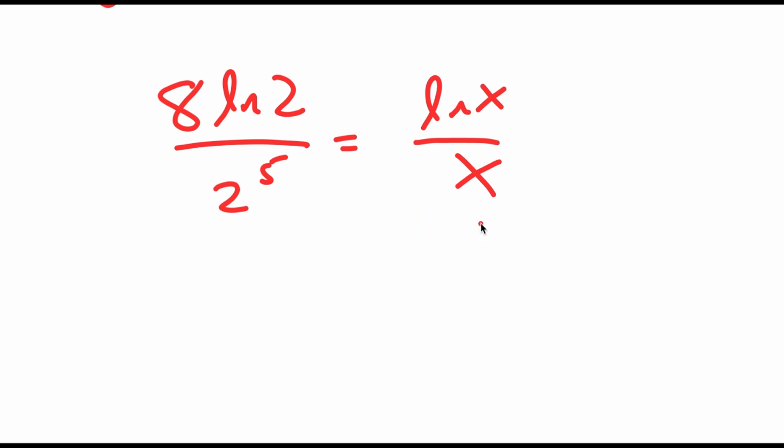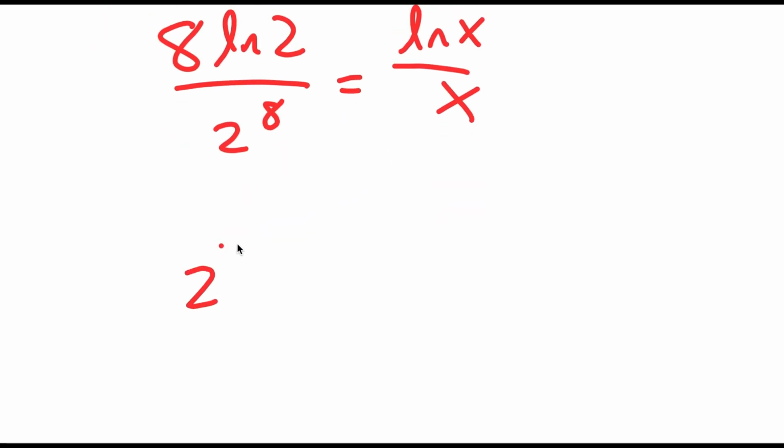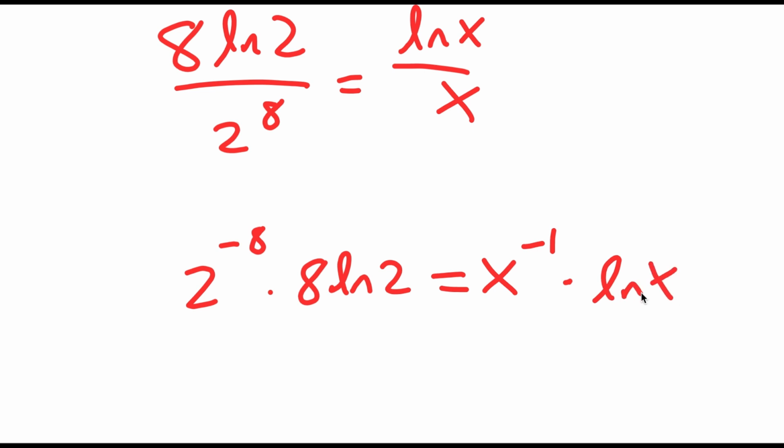And now, 2 to the power of 5 is the same thing as 2 to the power of 1 over 2 to the power of 5, which is the same thing as 2 to the power of negative 5. Sorry, this is supposed to be 2 to the power of 8. And now I'm going to rewrite this as 2 to the power of negative 8 times ln 2 is equal to x to the power of negative 1 times ln x.